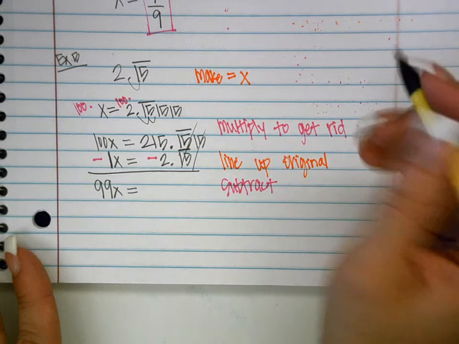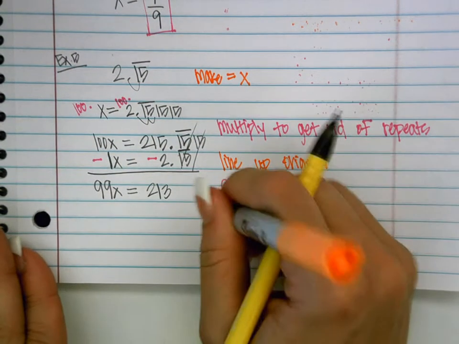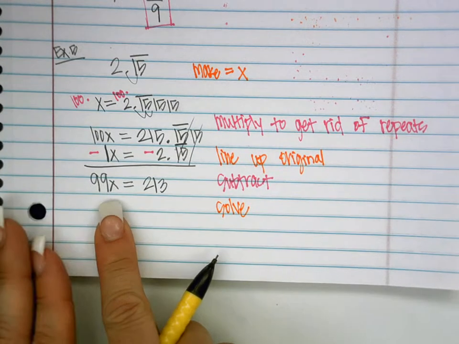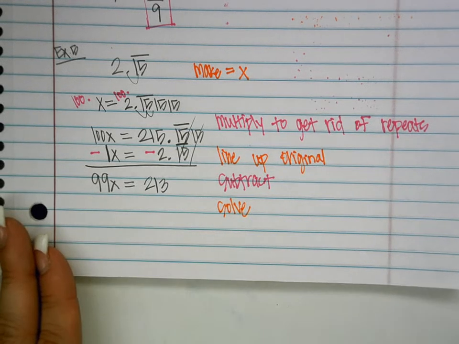213. And then your last step here is to solve. So how could I solve? Solve means get x by itself. Divide both sides by what? 99. By 99.